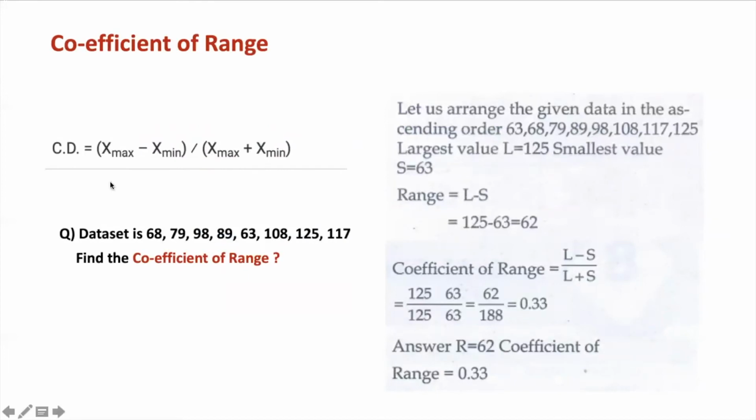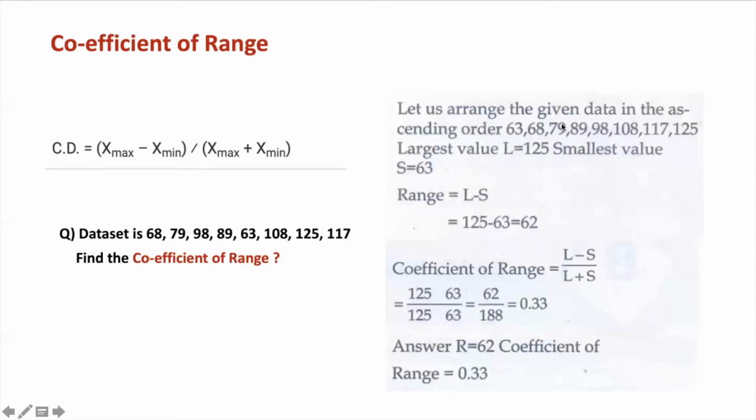Coefficient of range is simply given by (x max minus x min) by (x max plus x min). Let's take an example for better understanding. We are given a data set which is 68, 79, 98, 89, 63, 108, 125 and 117, and we have to find the coefficient of range.